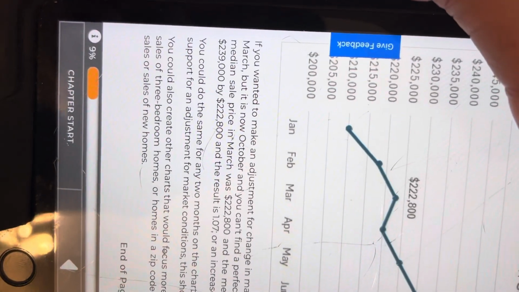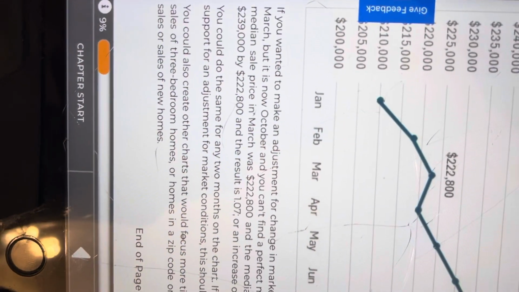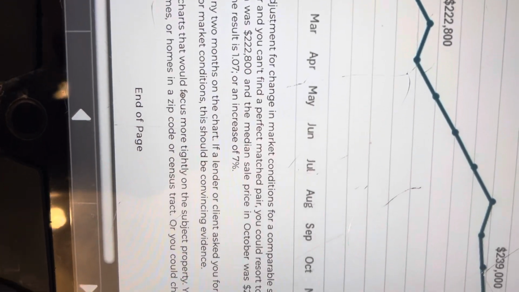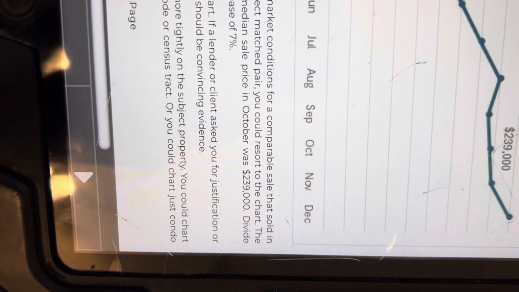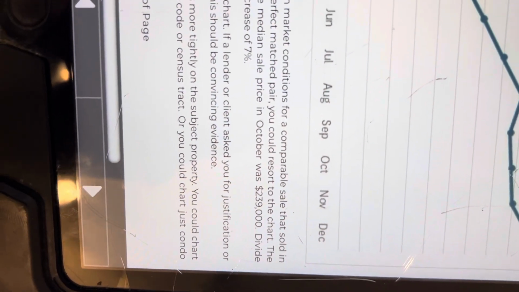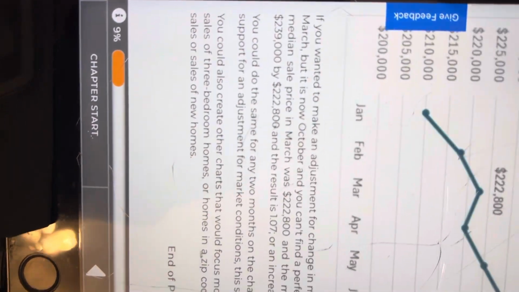You could chart sales of 3-bedroom homes or homes in a zip code or census tract. Or you could chart just condo sales or sales of new homes. End of page.